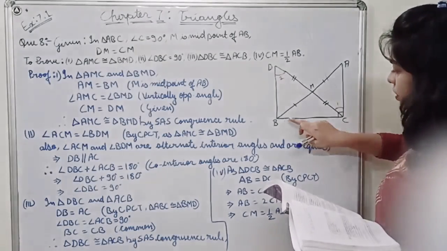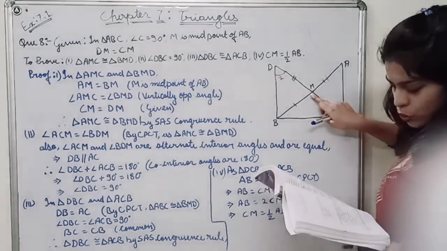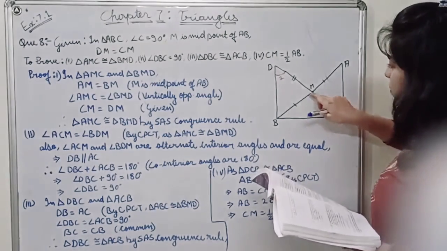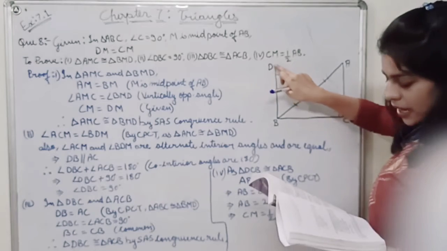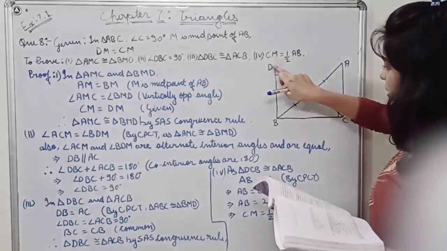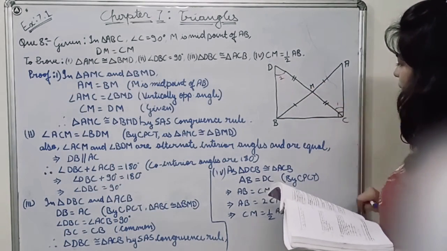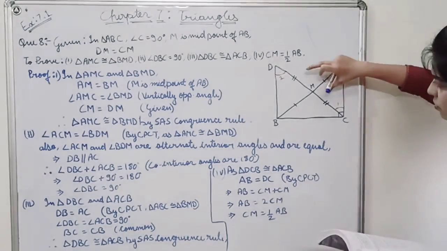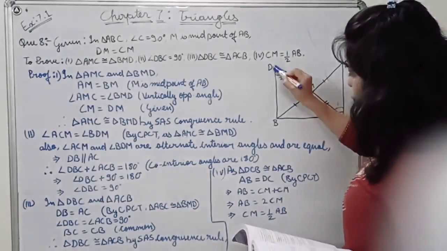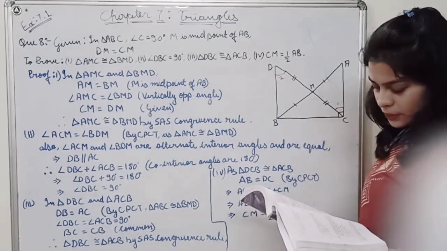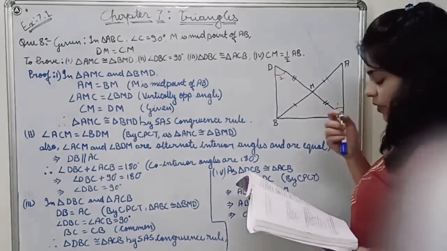C is joined to M, and M is produced to point D, such that DM is equal to CM. Okay, this CM is equal to DM. Now point D is joined to point B. Okay, now what do we have to prove?